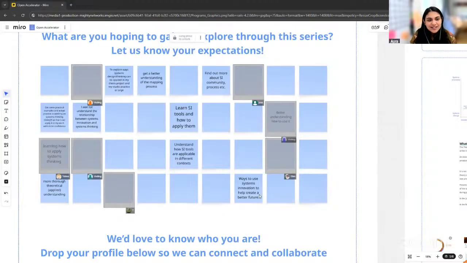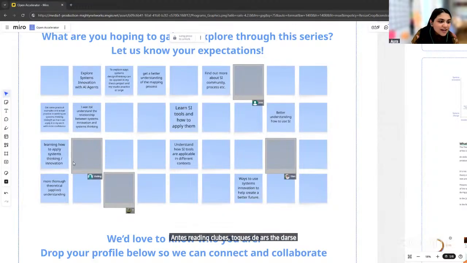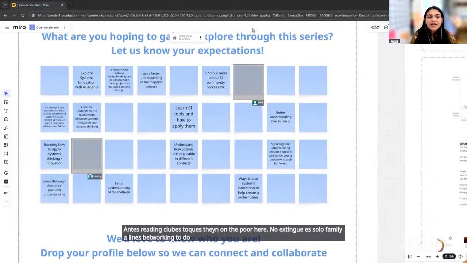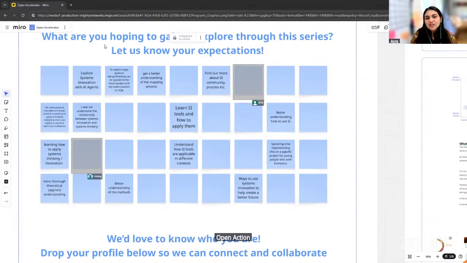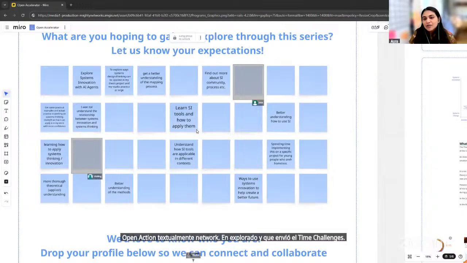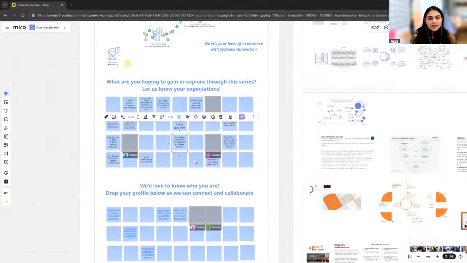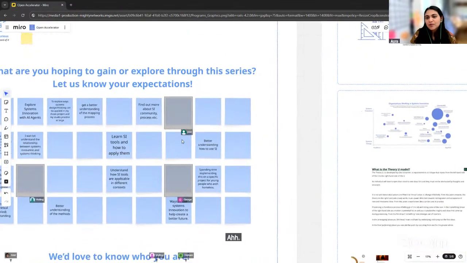I'm just reading through the stickies that are seen on the board here. And I think it really aligns with what we are trying to do at the Systems Innovator Open Accelerator series. We are really trying to explore the different tools that we have created over time at the network and explore how they can be applied to real-time challenges. And coming out of the SI Open Accelerator, we also hope that you will have a really good understanding of how these toolkits can be applied to the real-life challenges that you're facing in your professional or project aspects there. Over to you, Josh, for the presentation.